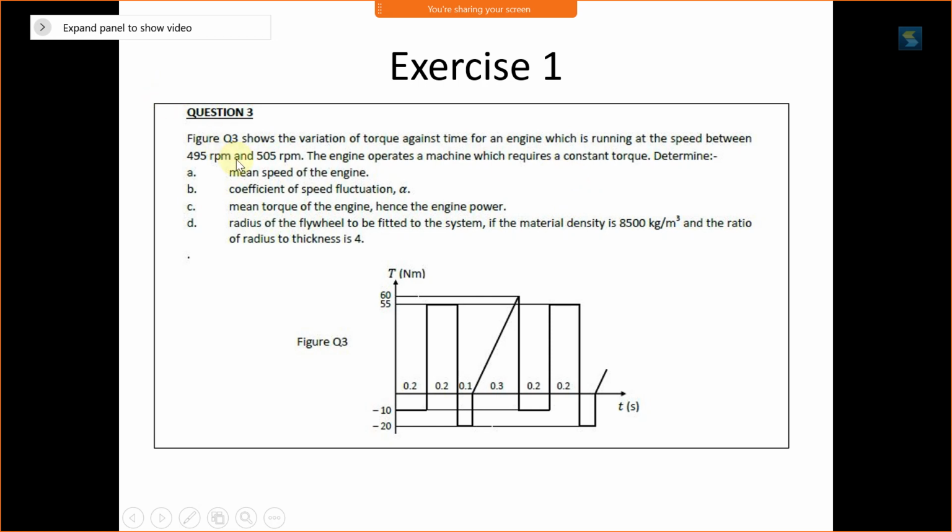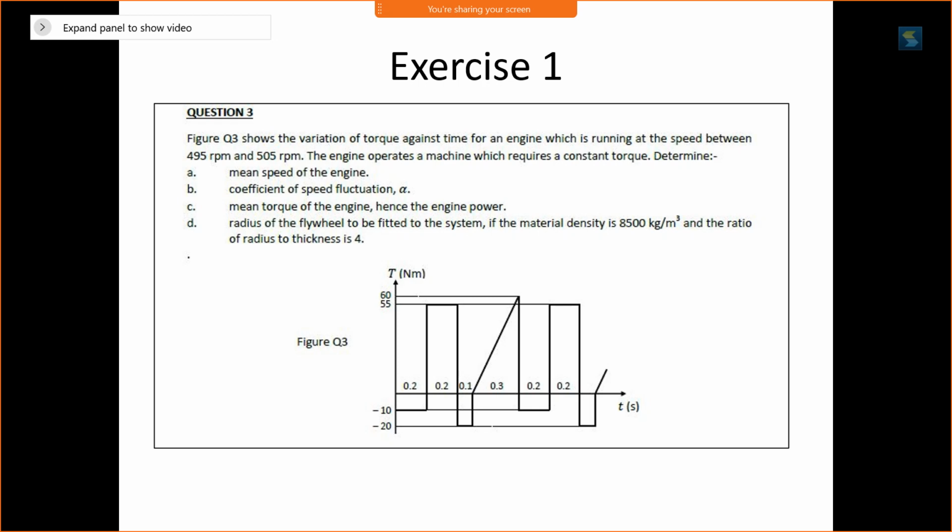Figure question 3 shows a variation of torque against time for an engine which is running at the speed between 495 and 505. The engine operates a machine which requires a constant torque. It requires constant torque, so it is indeed type number 2. The input must be constant torque, which will produce a variation of torque as in the question figure. Okay, so first we want to get the mean speed of the engine.